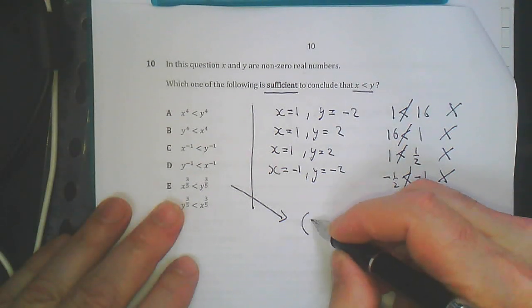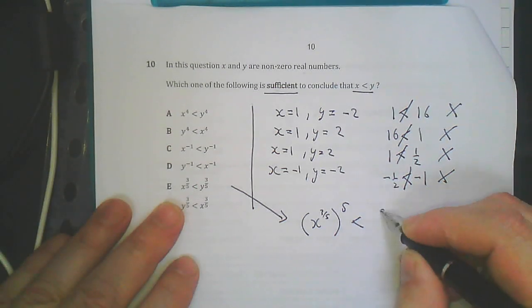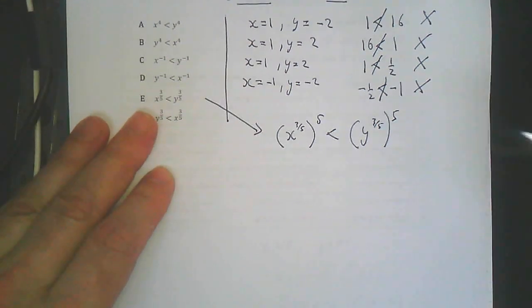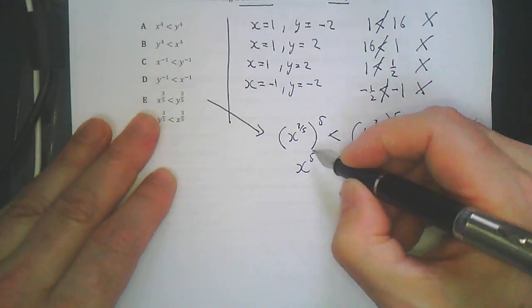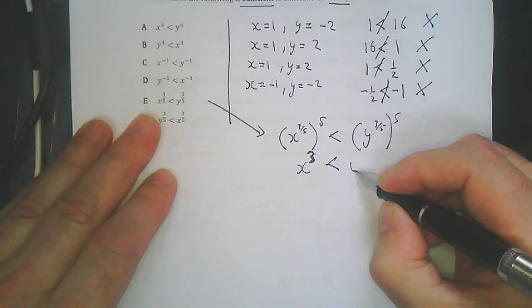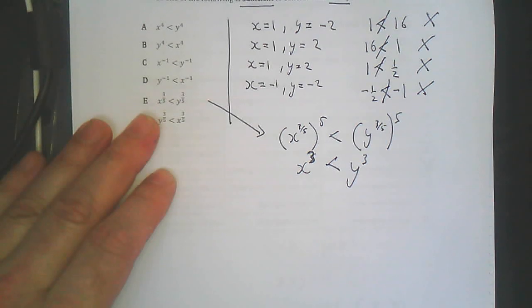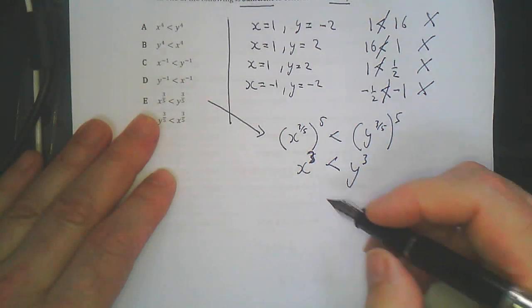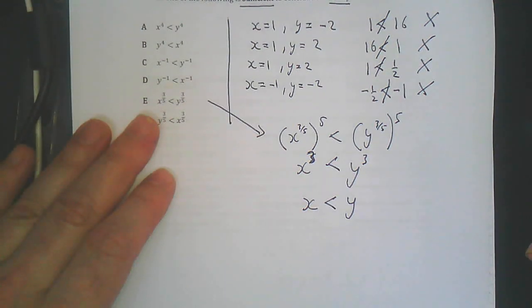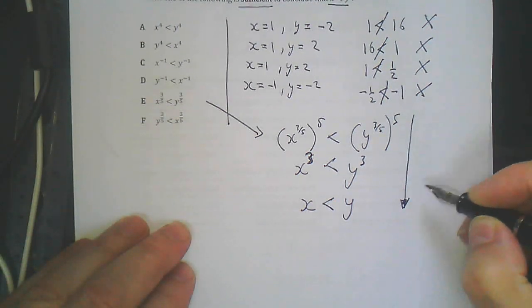So we can say that X to the power 3 over 5 to the power 5 is less than Y to the power 3 over 5 to the power 5. Simplifying that, we get X to the 3 is less than Y to the power 3. And then the same thing applies because X to the 1/3 is also an increasing function. We can take the cube root of both sides and say X is less than Y for all X and Y. So a bit of a thought process going on to get to this point, but it holds.